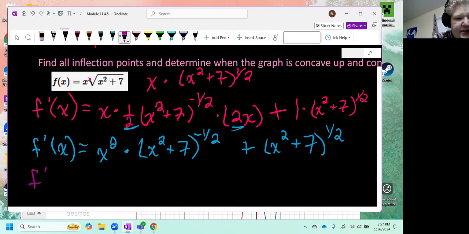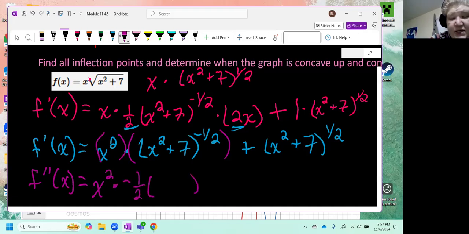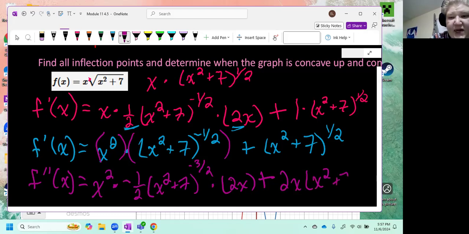All right, now we'll take a look at our second derivative. Again, we have another product rule. I'm going to keep x squared and do the derivative of this craziness. So that brings a negative 1/2 down, times ugly, negative 1/2 minus 1 is now negative 3/2. And then again, our derivative of ugly is still 2x, plus 2x times our (x squared plus 7) to the negative 1/2. That completes the product rule of the first part.